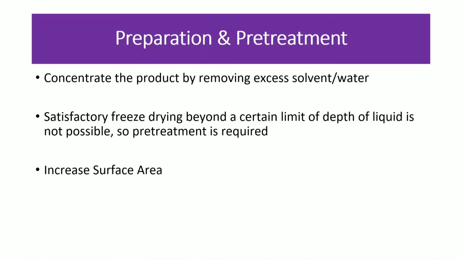So now let's learn what will happen in the preparation and pre-treatment stage. In this stage, we are going to concentrate our product. How are we going to do this? By removing the excess solvent or water. As we know, satisfactory freeze drying beyond a certain limit of depth of liquid is not possible. Means, if the liquid is in more amount, the freezing cannot be possible at a certain depth. Means, if the liquid becomes too much, we will not be able to freeze it properly. So that is why the pre-treatment is very much required. And because of this pre-treatment, we are going to increase the surface area.